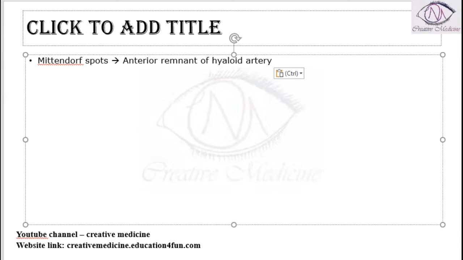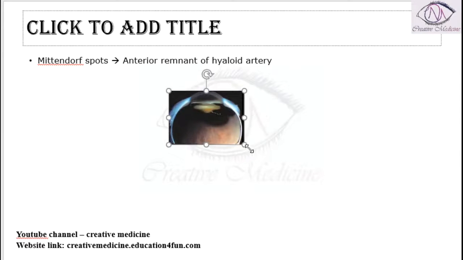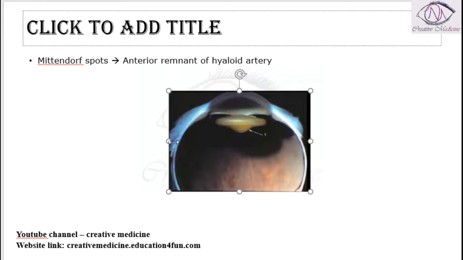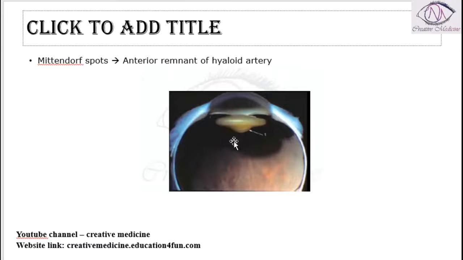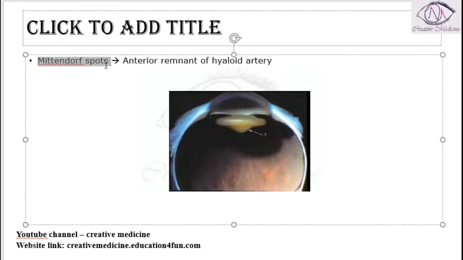So Mittendorf dots are the anterior remnant of the hyaloid artery. So in the picture, this is the anterior remnant of the hyaloid artery. Actually, hyaloid artery will start from the optic disc and goes through the vitreous into the posterior surface of the lens. So this is the remnant which is present at the posterior surface of the lens.